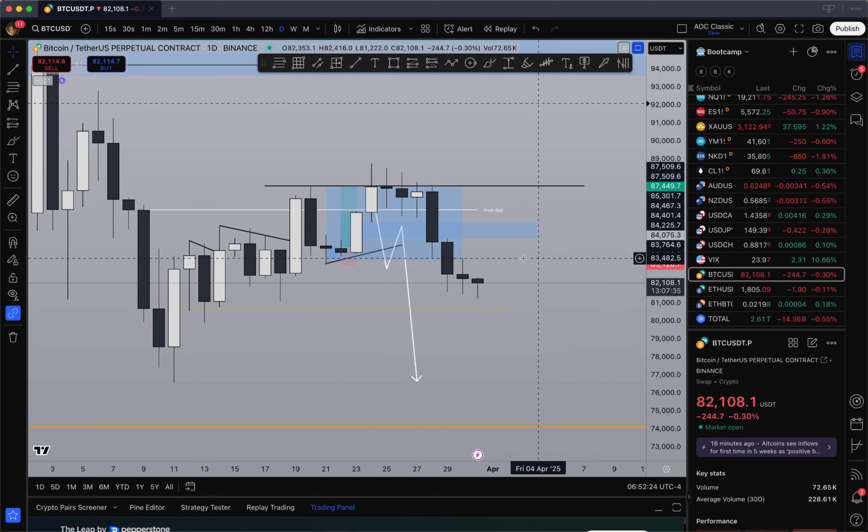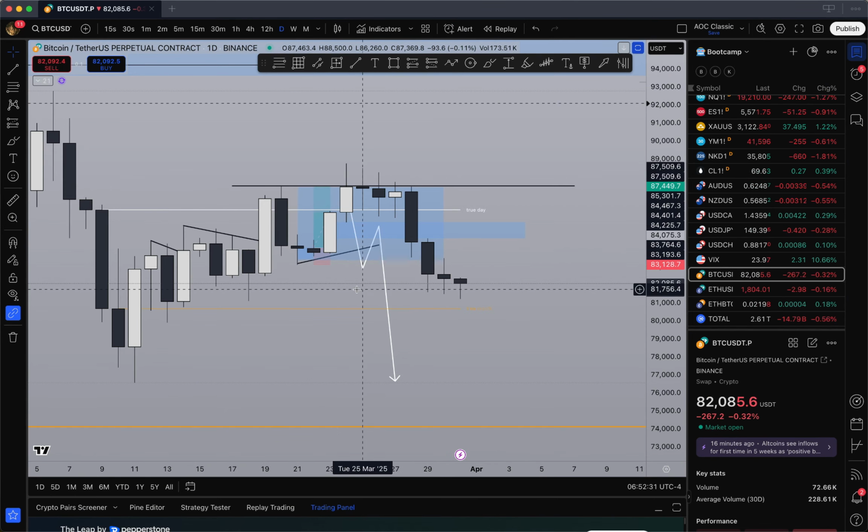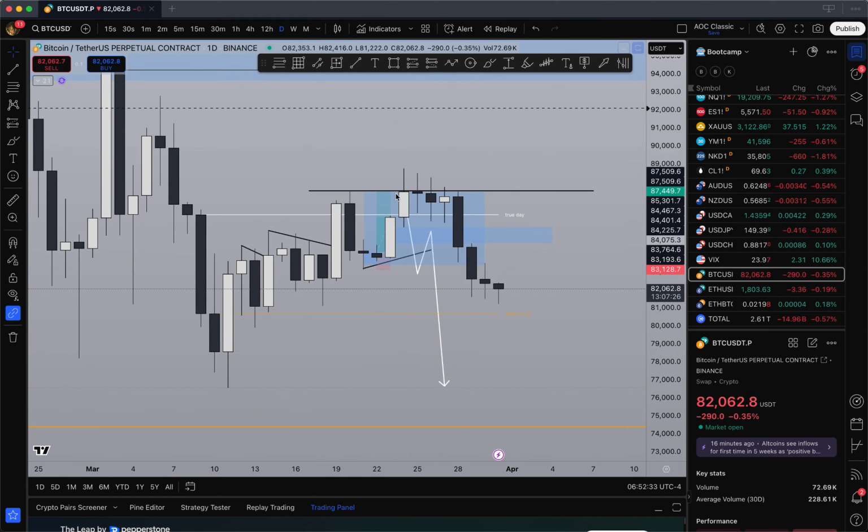What's up, guys? So the scenario that we mapped out before I left on hiatus has so far come true. Overall, Bitcoin is still in a downtrend, and so we took partial profits here, set the stop loss to break even because we anticipated something like this could happen.